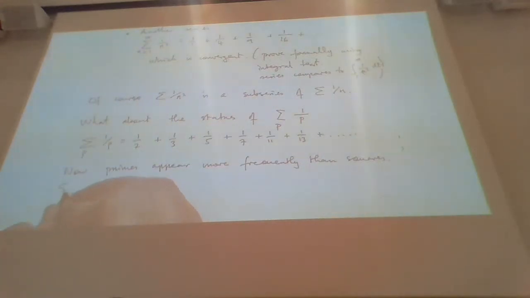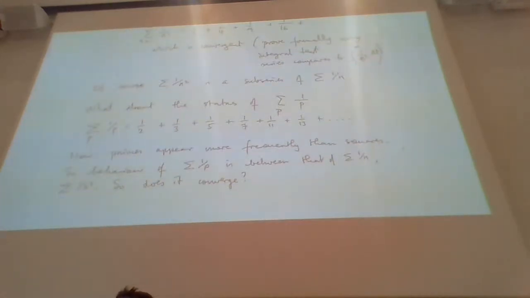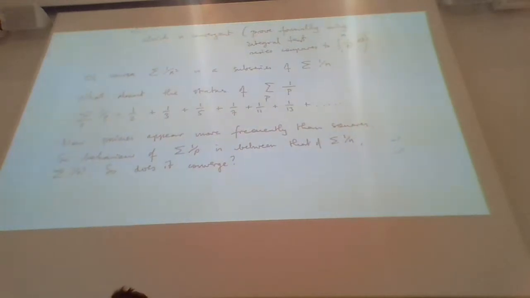So the behavior of the sum of 1 over p will be somewhere between that of the harmonic series and the sum of 1 over n squared. So somewhere between diverging and converging. So that means its status is uncertain. Does it converge or does it diverge? So the behavior of this is between that of the sum of 1 over n and the sum of 1 over n squared. So does it converge? Okay. So we're going to prove whether it does or not.